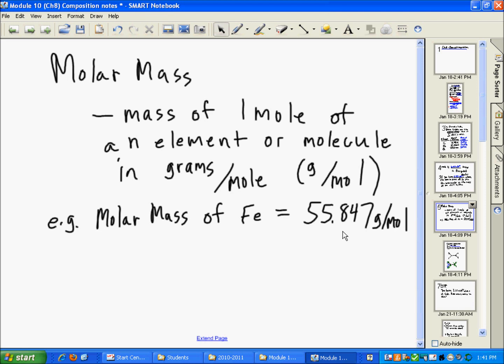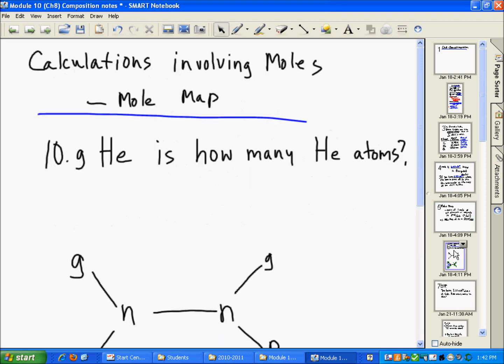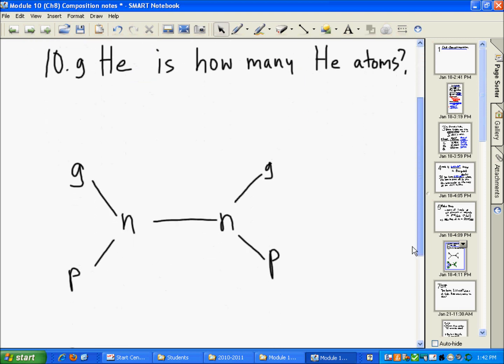Okay, now I'm going to introduce you to something called a mole map. And most of the calculations for probably the next 3 chapters will involve mole maps. And this is something that I came up with. It's a way of helping students to see what steps are needed in the chemistry calculations. So a typical problem you might have, which would use a mole map to solve, is if we had 10 decimal grams of helium and we wanted to know how many helium atoms we'd have in that 10 grams of helium.